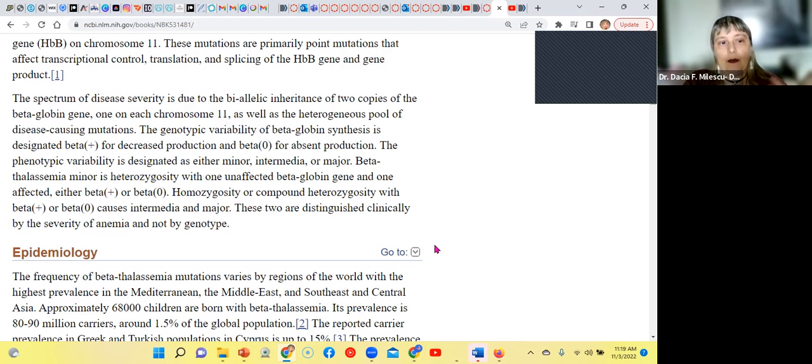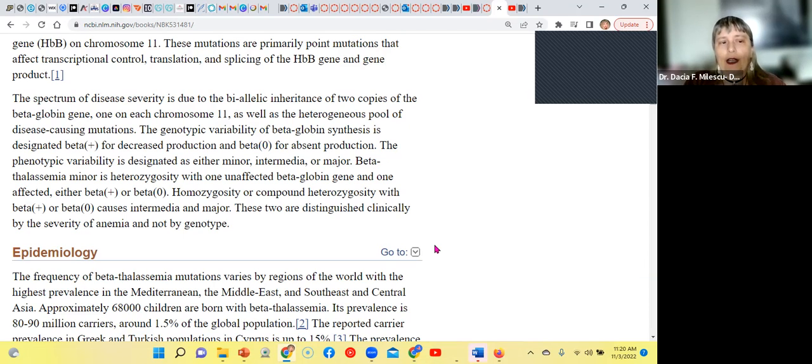So beta thalassemia minor is heterozygous with one unaffected beta globin gene and one affected. So you're beta positive and beta 0. Okay, beta plus means that you have decreased production, and beta 0 is for absent production. Okay.